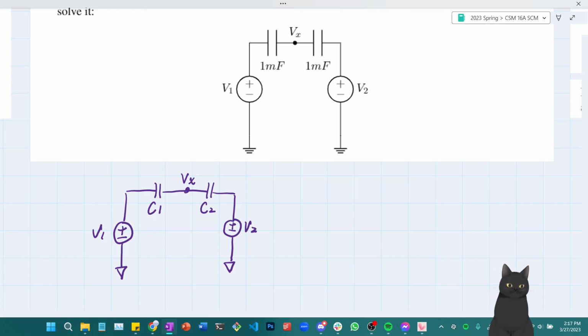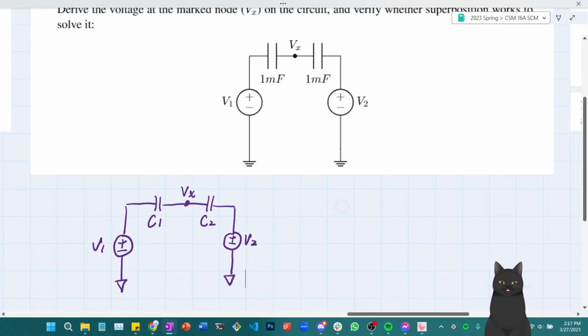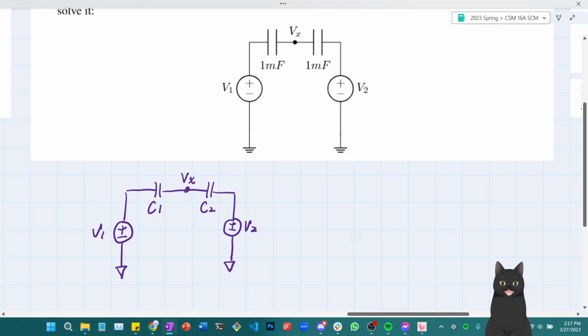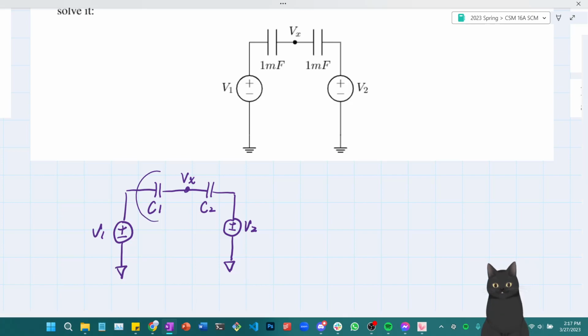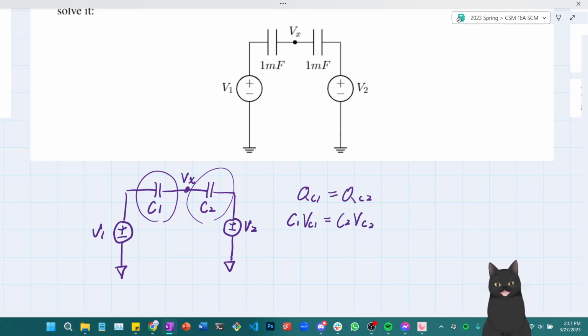So what I'm going to do is I will first try to figure out some characteristics about the circuit that I can work along with. So first of all, the charge across capacitors in series should be equal. So QC1 is equal to QC2. And this means C1 VC1 is equal to C2 VC2. And furthermore, using KVL, I can tell that V1 minus VC1 minus VC2 plus V2 is equal to 0.